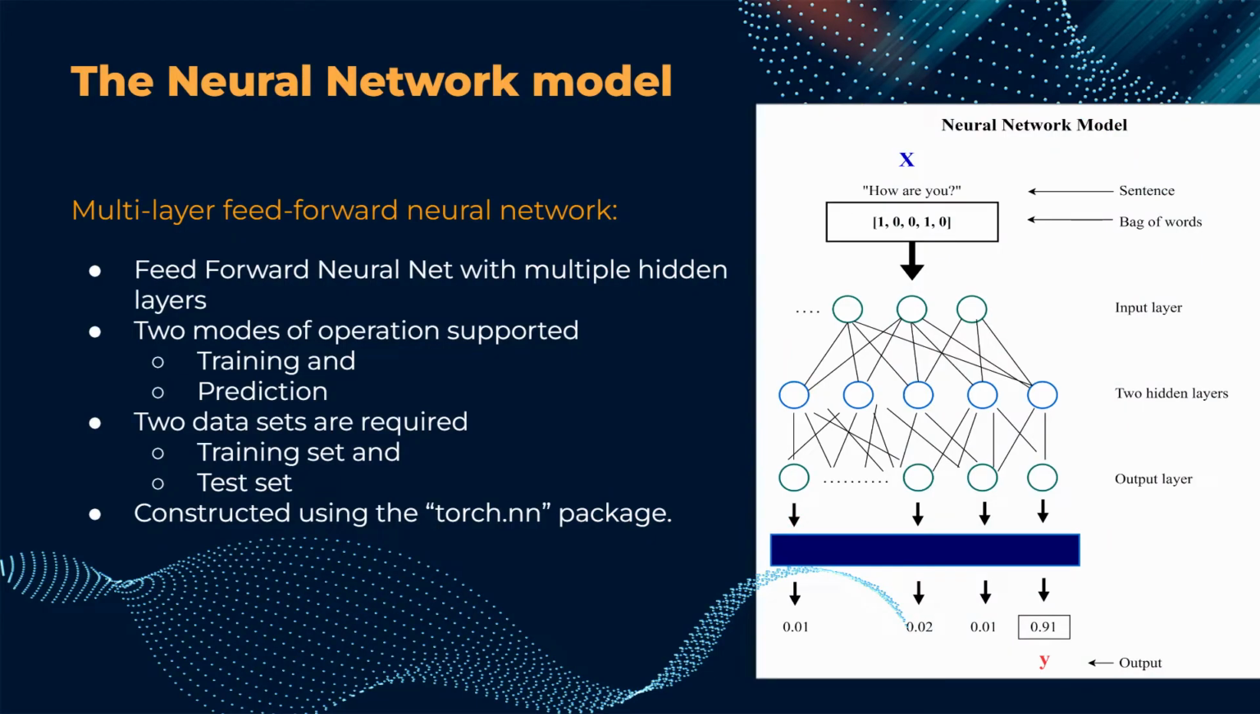Now, a multi-layer feed-forward neural network consists of neurons that are ordered into layers. The first layer is called the input layer, the last layer is called the output layer, and the layers between are called the hidden layers. So, a feed-forward neural network with hidden layers is used to create our neural network model. Training and prediction are the two modes supported by the feed-forward neural network we used. Two datasets are required for the training and prediction of this neural network: a training set and a test set. It takes the input, passes it through various layers one by one, and then finally generates a probability using the softmax function.